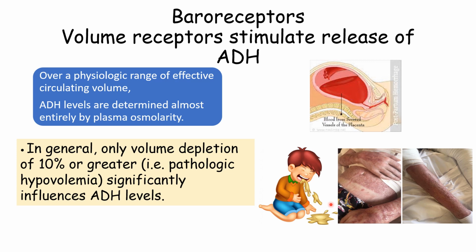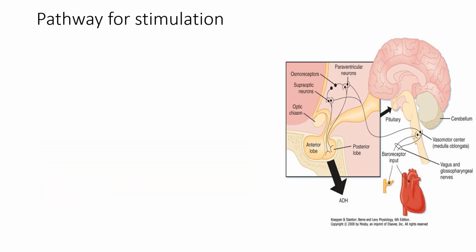For example, during the delivery of a child, there may be excessive loss of blood from the mother, or there are conditions such as burns, as you can see, or hypovolemic conditions due to other reasons. So these volume receptors are stimulated. Let us try to understand how these baroreceptors are causing the release of ADH. Baroreceptors, as I said, are present in the low volume areas. For example, they may be present in the atria. We have the stretch receptors there.